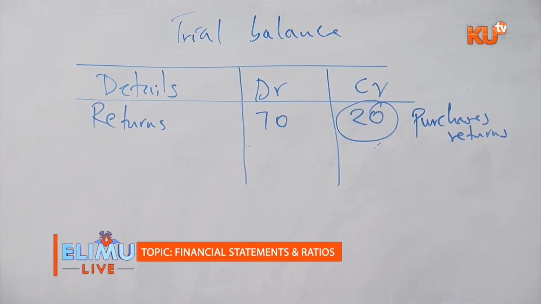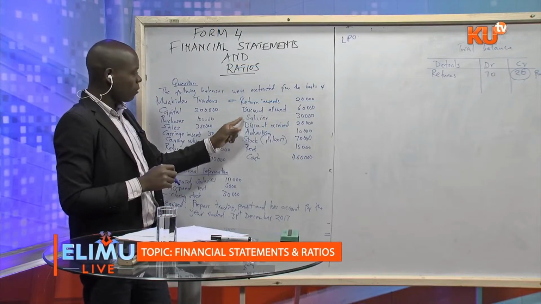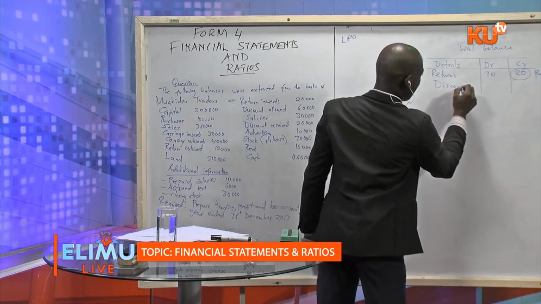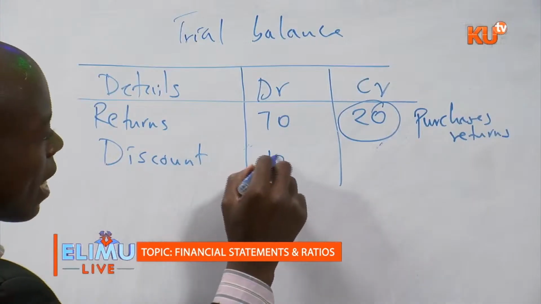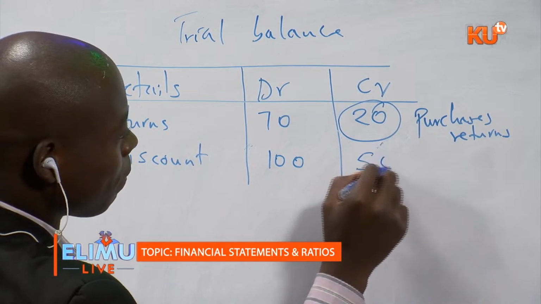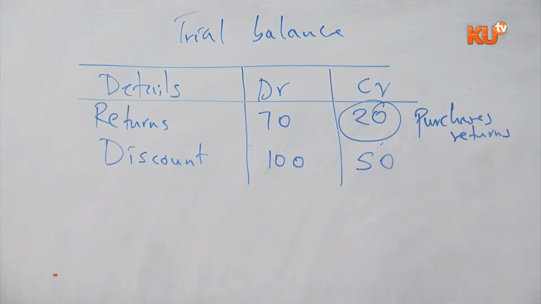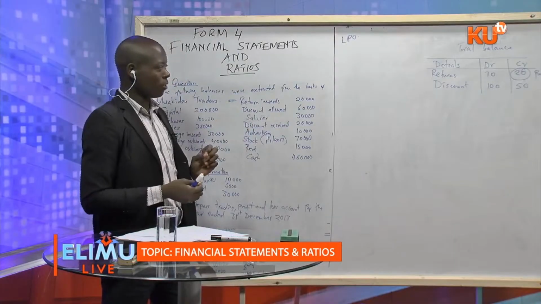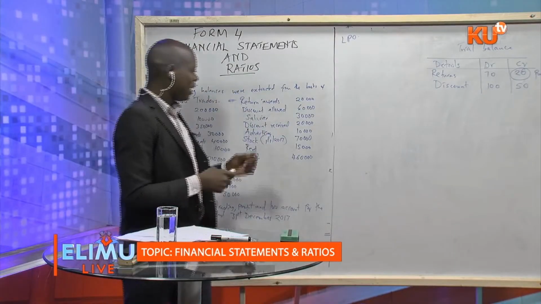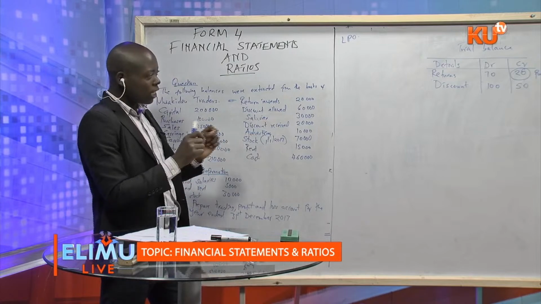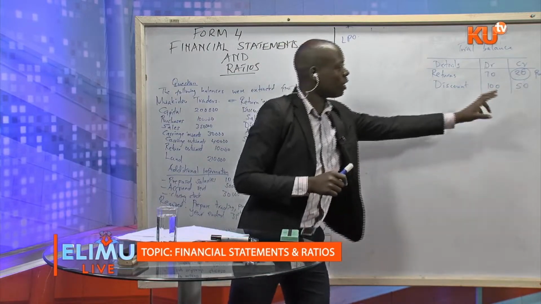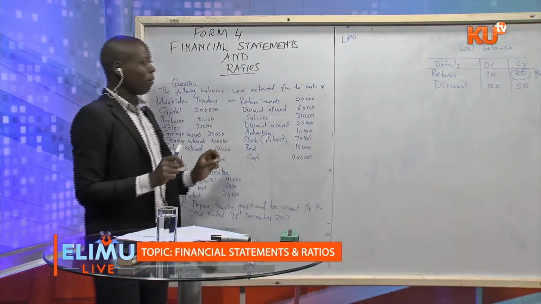Number two, you also need to identify something called discounts. We could also write discount, and then indicate here 100 and indicate here 50. Then now you have to ask yourself, which discount are we talking about? We have two discounts, discount allowed and discount received. So how do you distinguish between the two to identify which one is on the DR and which one is on the CR? It's very simple.